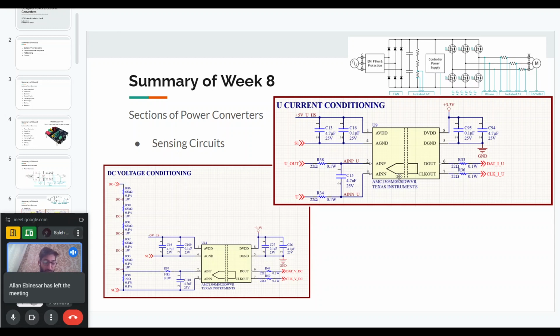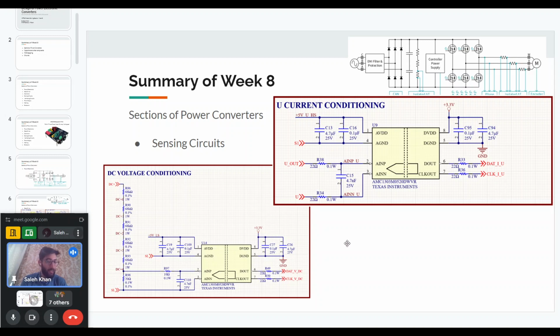So this will basically isolate the input side and output side. So if there is any fault or condition on the controller side, that is not propagated to the power side. And any fault or any high current that occurs in the power side should not propagate or damage your controller. And also it provides some more noise immunity. So these are not necessary. You can have non-isolated sensing as well.